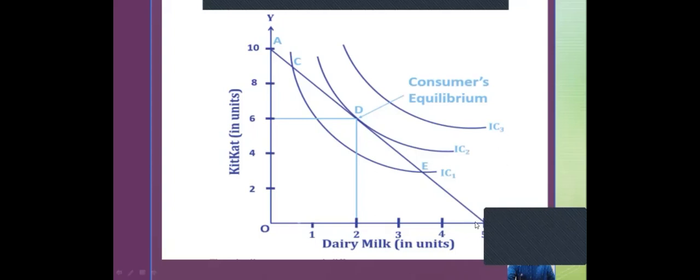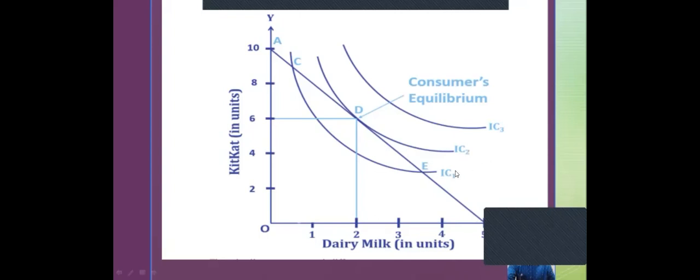You can stay on the budget line or you can remain below the budget line. You cannot move above the budget line. So IC3 lies above the budget line. So IC3 is rejected. Here will not be the consumer's equilibrium point.